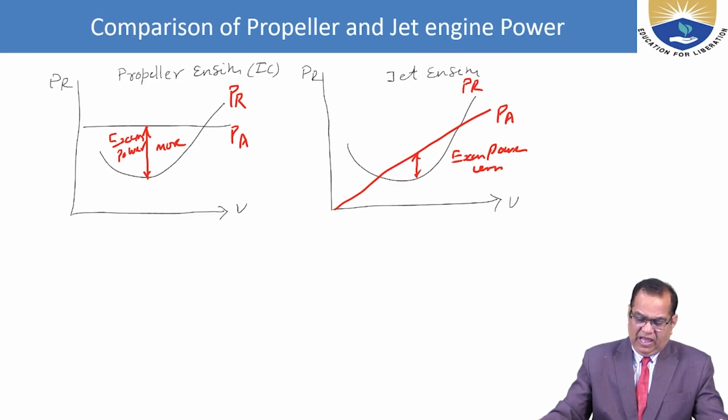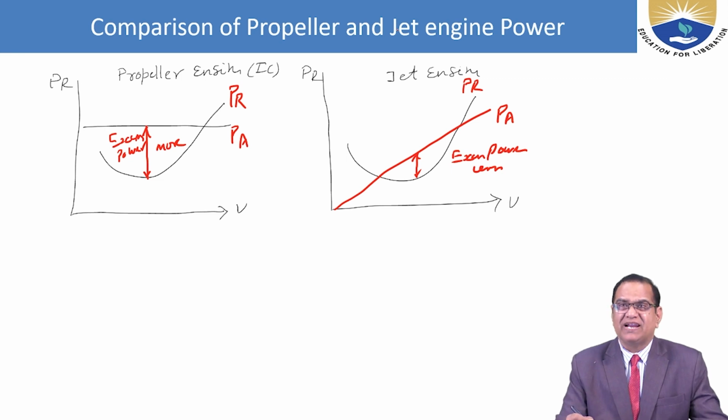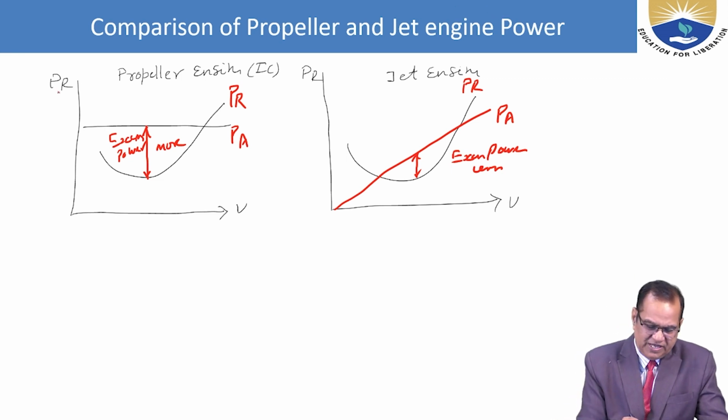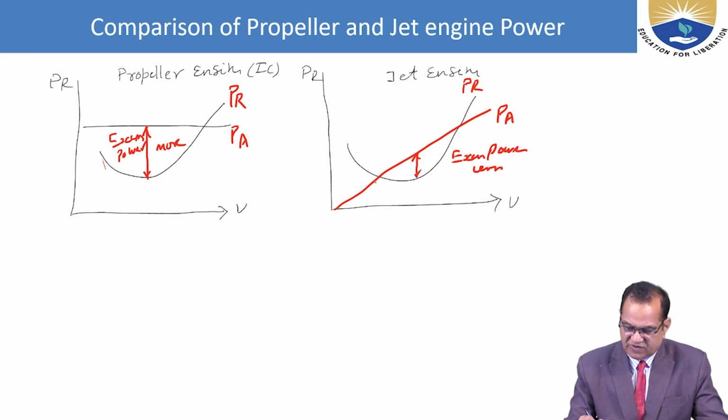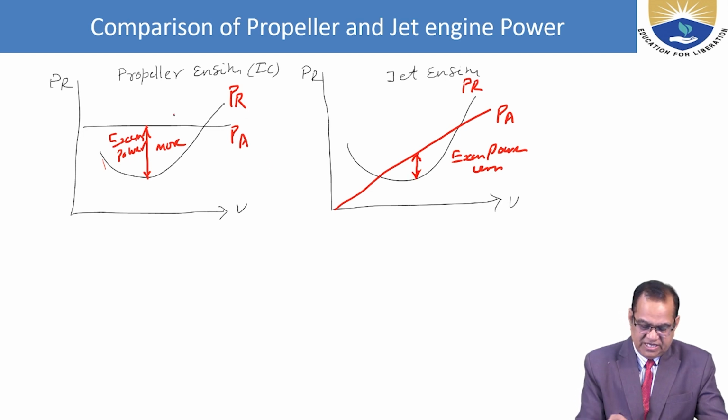Comparison of the propeller and the jet engine. So if you see here, PR for the propeller engine, this is the PA and this is the PR. It is mostly like this, power required. And if you see here, for the jet engine, excess power is very less here. So accordingly, the excess power is less, excess power is more for this type of engine.